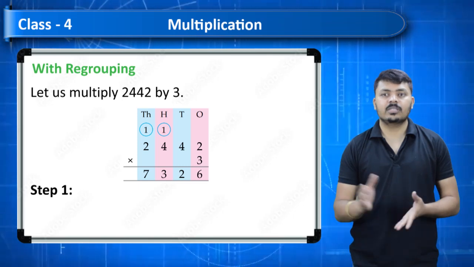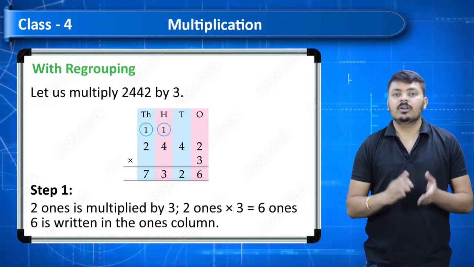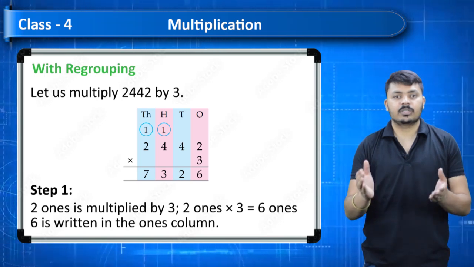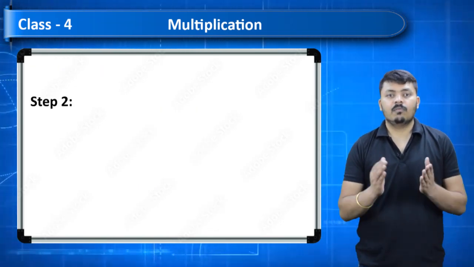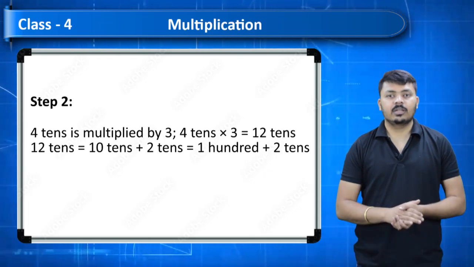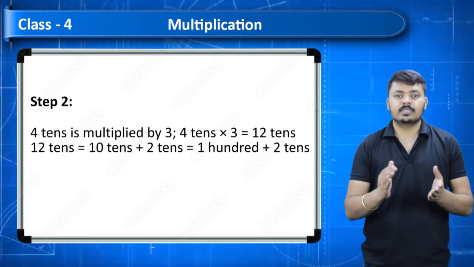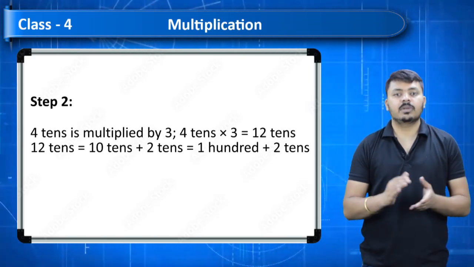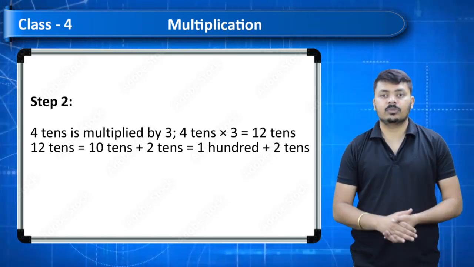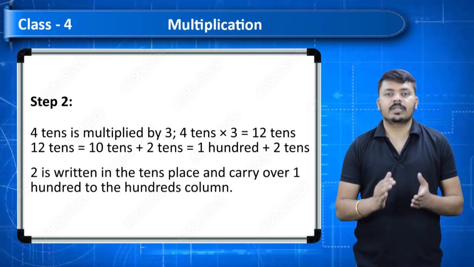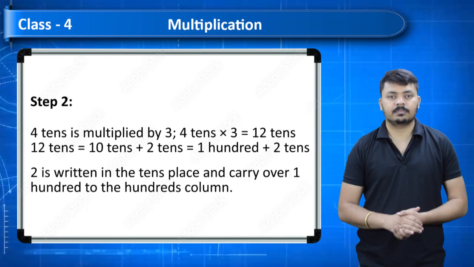With regrouping, let us multiply 2442 by 3. Step 1. As you can see, 2 ones is multiplied by 3. 2 ones into 3 is equal to 6 ones. 6 is written in the ones column. Step 2. 4 tens is multiplied by 3. 4 tens into 3 is equal to 12 tens. 12 tens is equal to 10 tens plus 2 tens, equal to 100 plus 2 tens. 2 is written in the tens place and carry over 100 to the hundreds column.